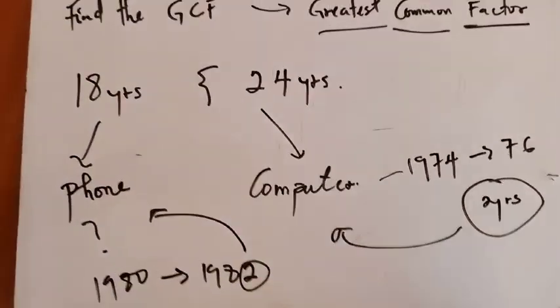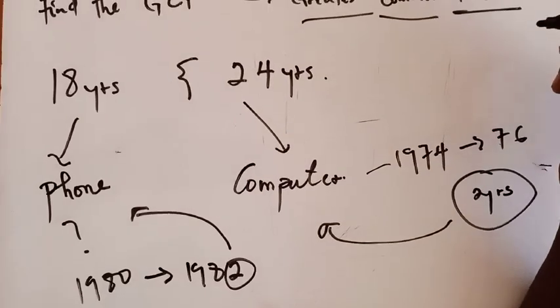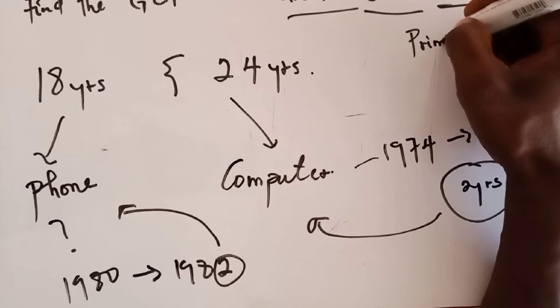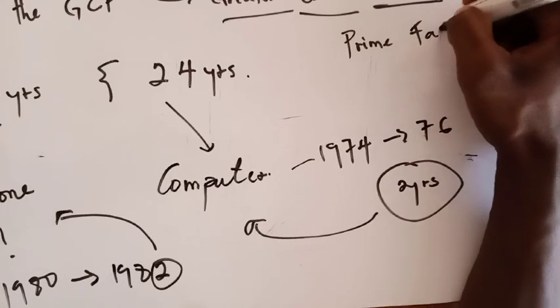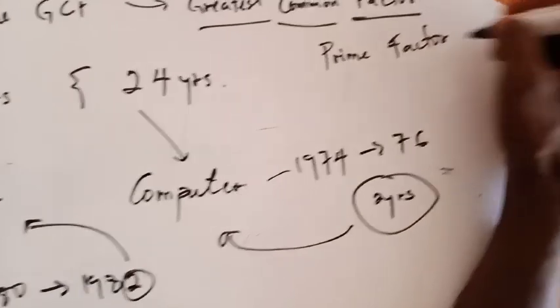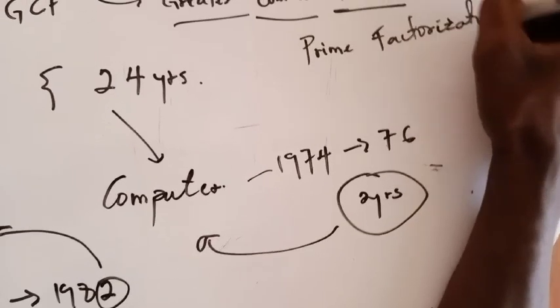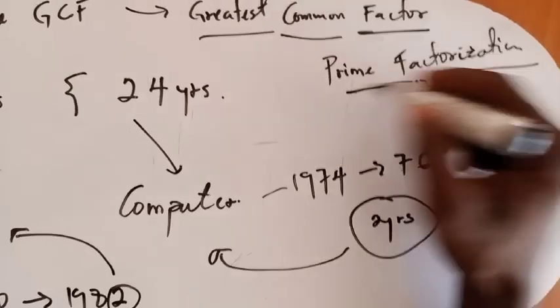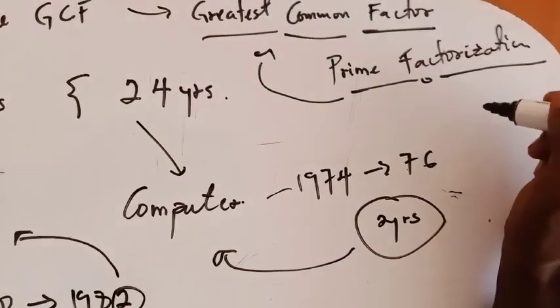And before you can do that, you must know what we call prime factorization. That is what we are going to use to determine that. Factorization, right? So you must know how to use this. And this is what we are going to use to determine the greatest common factor among these things.